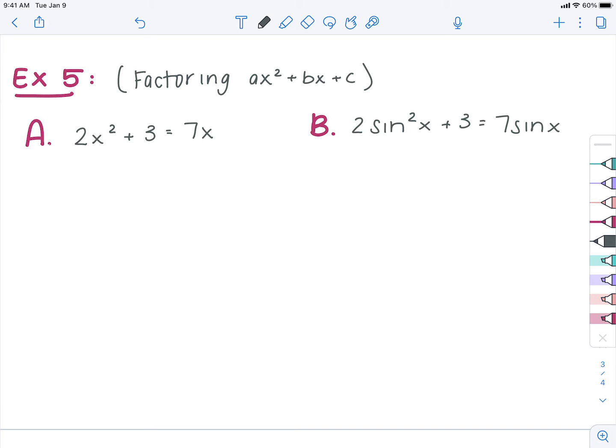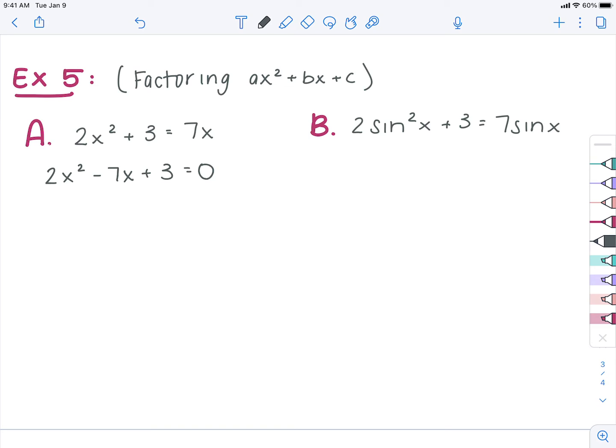What's the first thing you have to do there? Yeah, we got to bring the 7x over so that the whole thing is equal to 0. So I really want it to be 2x squared minus 7x plus 3 equals 0. And I subtracted 7x since it was positive to begin with, right? So I want to do the opposite.